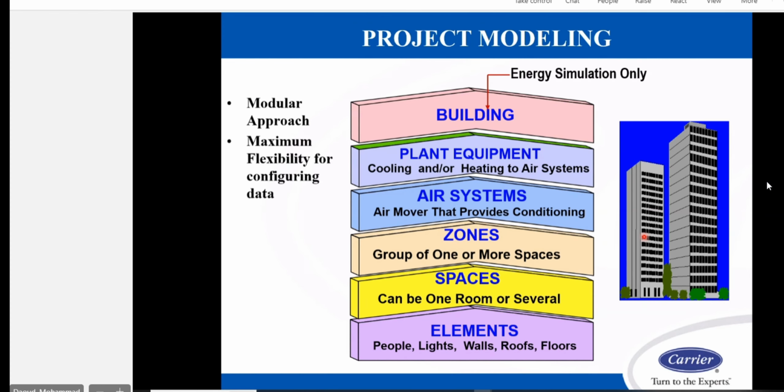The program modeling: Hub is a modeling approach. You need to identify the elements like people, lights, walls, roofs, floors, etc. And each space contains different elements. Like if I have a room, it consists of the people, who are the occupancies, lights, walls, external walls, roof, floors. And a zone can be either one space or two spaces or more.